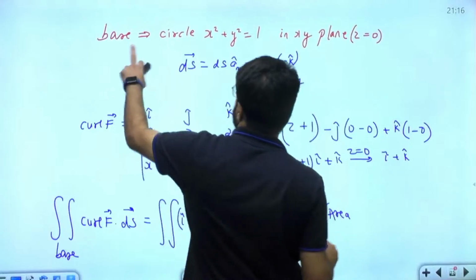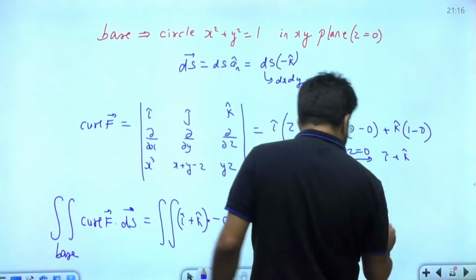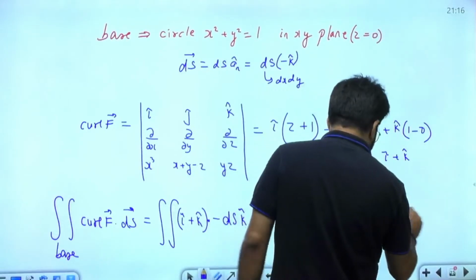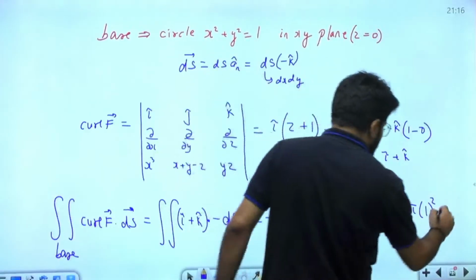Okay, area of the base. What is the area of the base? Base is a circle. Area of this particular region, which is equal to minus pi r square. R is 1, radius equal to 1.